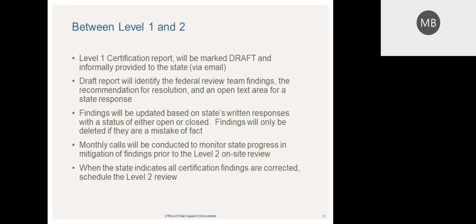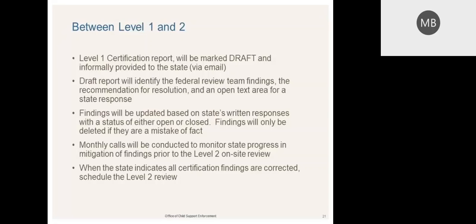The Level 1 certification report will be marked draft and will be sent to the state by email. The draft report will include an open text area for the state to respond. After the state provides the response, the review team will either close the finding based on the response from the state or indicate that OCSE will follow up on the Level 2 review to revisit the issue to determine whether the correction was made for the finding to be closed.